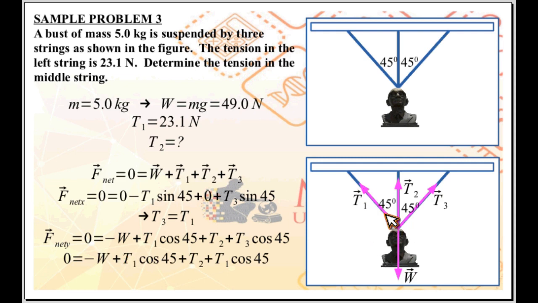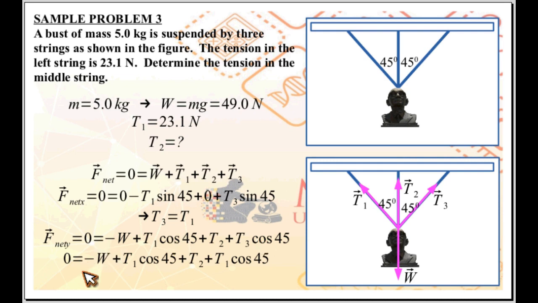T1 is diagonal, 45-degree angle. The Y component is adjacent to 45 degrees, positive direction, so plus T1 cosine 45. T2 is vertical, positive direction, so plus T2. And T3 is diagonal, 45-degree angle. The Y component is adjacent to the 45-degree angle, positive direction. So plus T3 cosine 45.